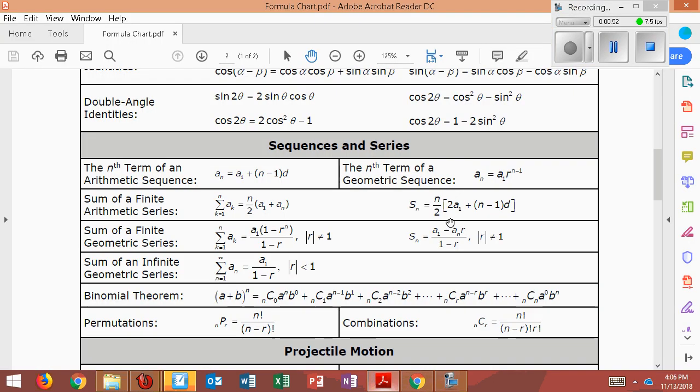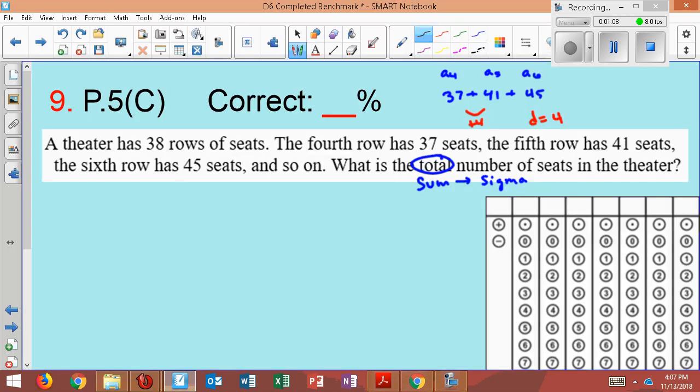So I'm going to go to my formula chart, and if I look on sequences and series, I see arithmetic series. There's this function here, and I can use this. You can use these two formulas under arithmetic if you like, but I like using sigma and just the arithmetic sequence formula. So how am I going to solve this? I'm going to go sigma. How many rows of seats are there? There are 38. And we start at 1.